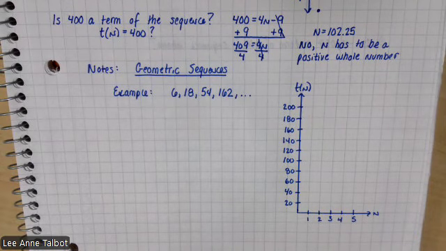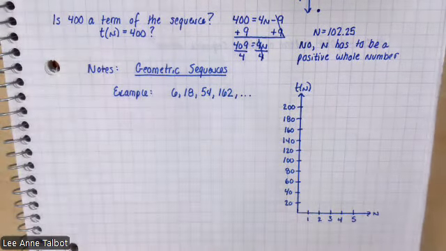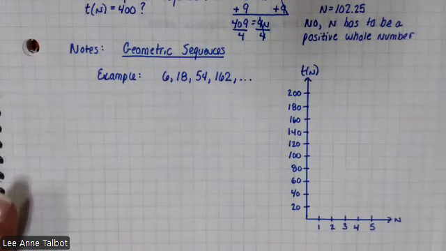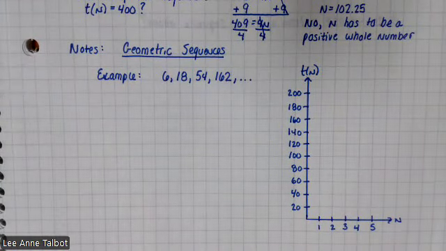Yes, this is still 114. So just the spot number has to be a positive whole number, not the number in the sequence itself.